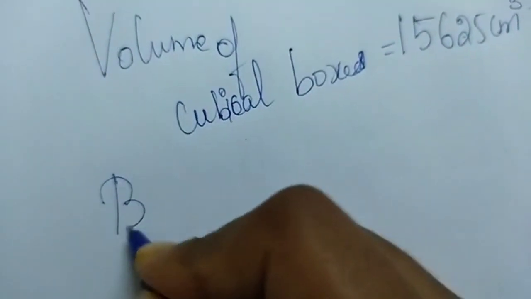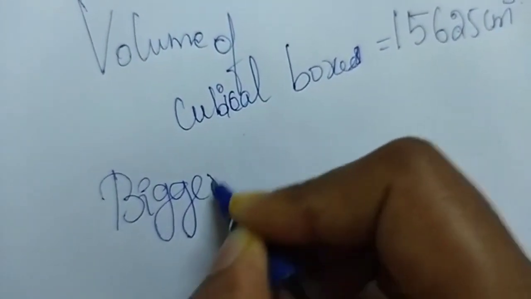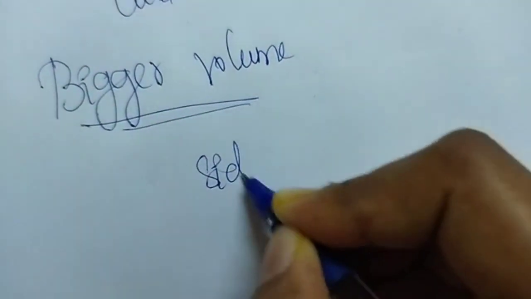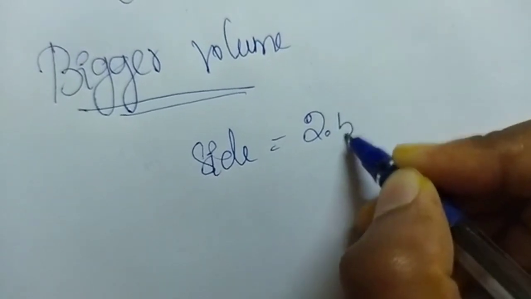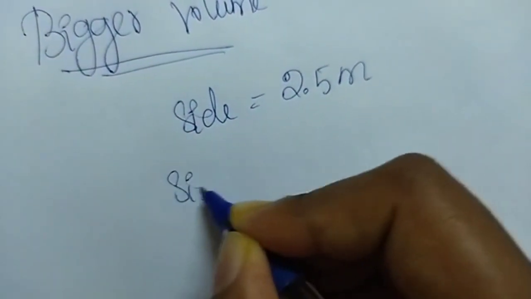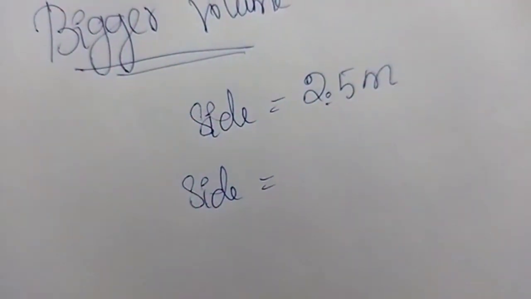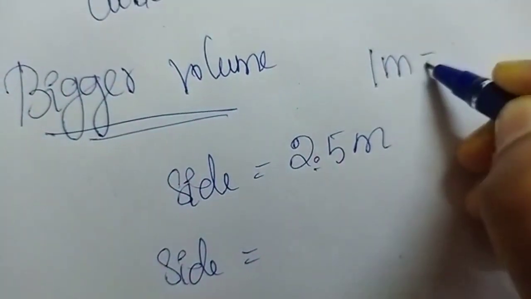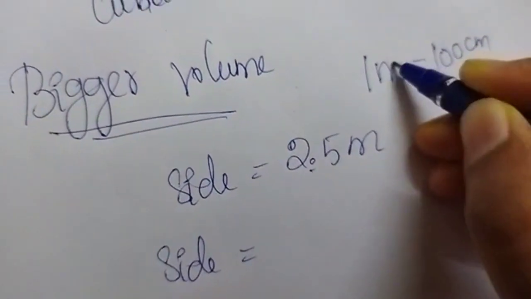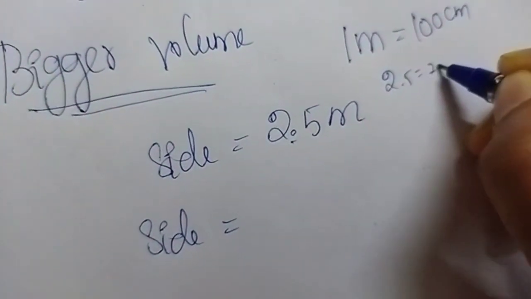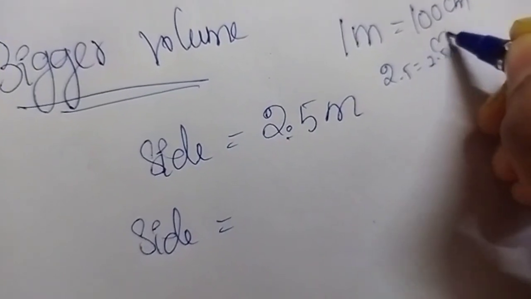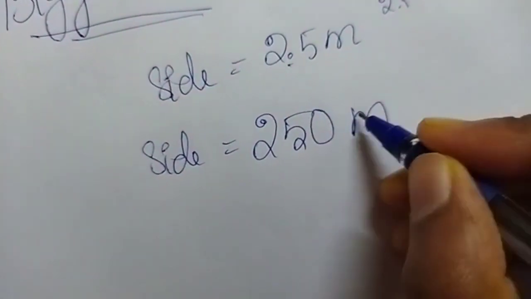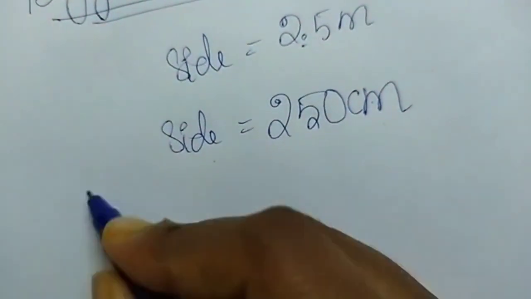Next, bigger volume. In order to find bigger volume, the side of the cubical store is given as 2.5 meter. So side is equal to 2.5 meter. Let me convert 2.5 meter to centimeter. We know that 1 meter is equal to 100 centimeter. So 2.5 meter is equal to 2.5 into 100. Decimal point moves 2 places. We get 250 centimeter. So side is equal to 250 centimeter.